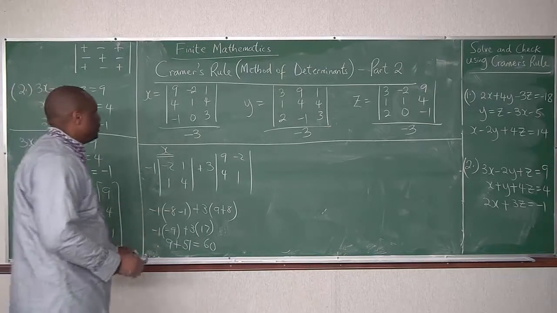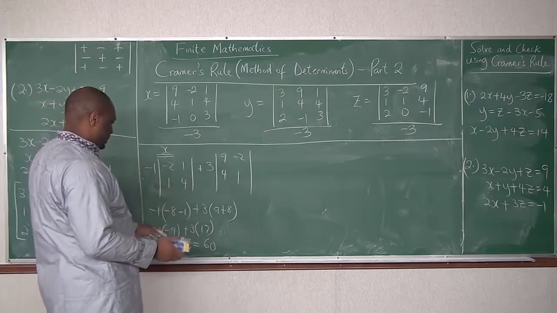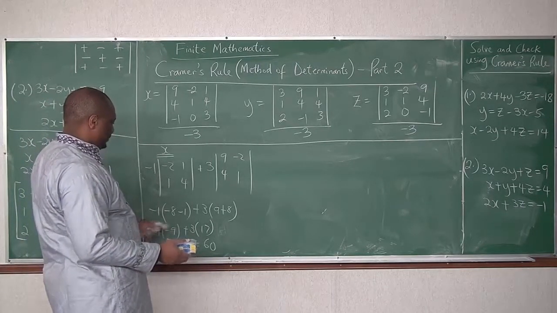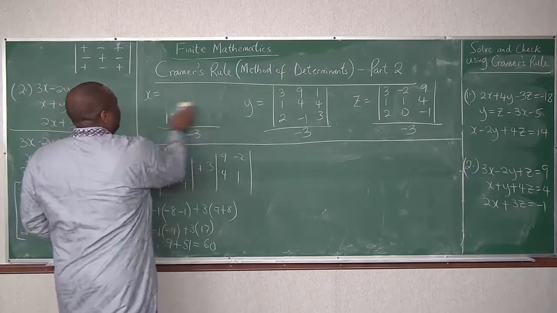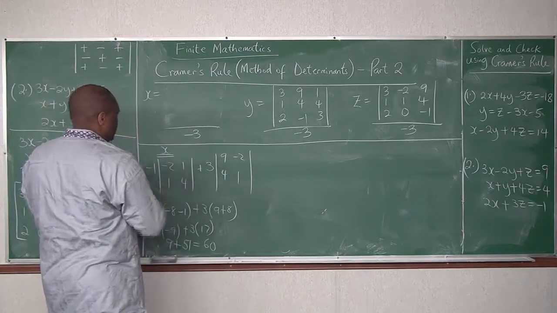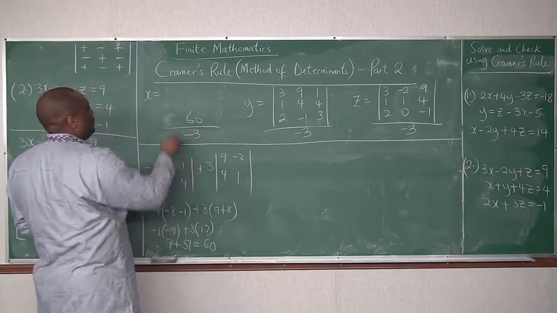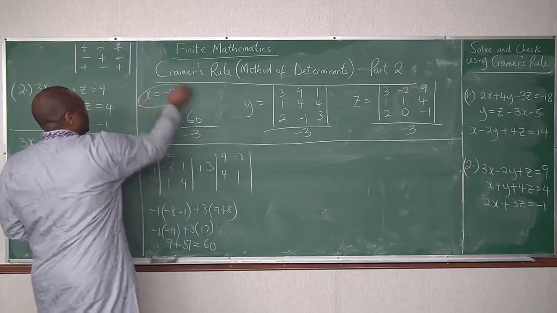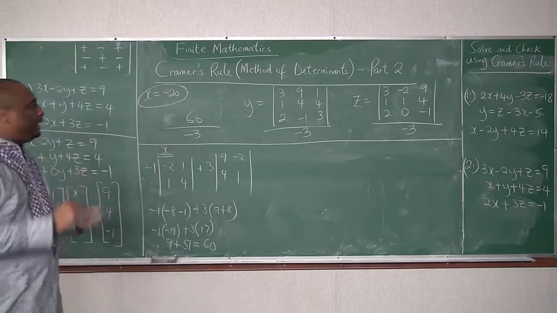So x is 60 over 3, which is negative 20. We have this for x.